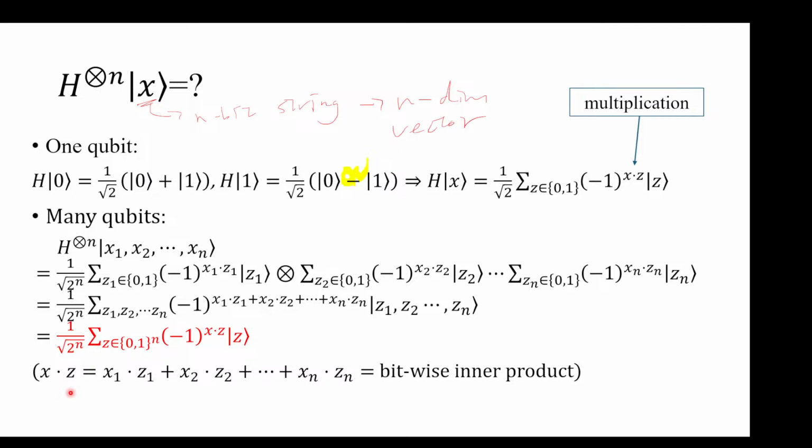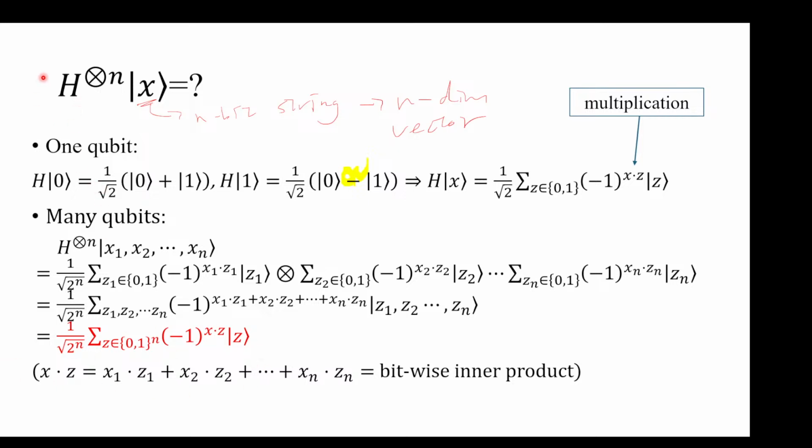Okay, and so this vector is just (-1)^(x·z), and we just call z1 to zn a string z, and the summation over every bit between 0 and 1 just means that your summation is over z being all possible 0-1 bit strings. This is kind of like what happened when we did the first Hadamard. So, any question about this derivation? This result is kind of important. It's nice to memorize this.